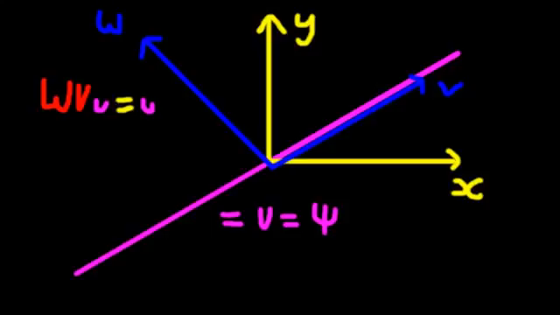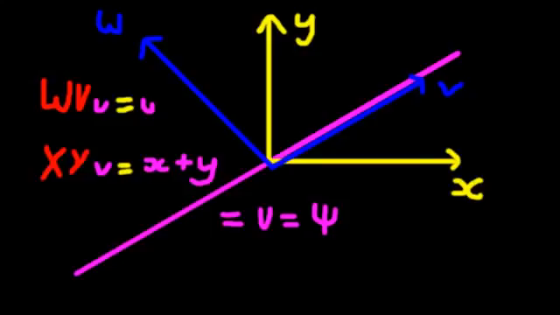This shows that the two sets, x and y, w and v, are different eigenfunctions for the different operators, both capable of describing the same thing, this line. But importantly, the line is an eigenfunction for the wv operator, but it's not for the xy operator.